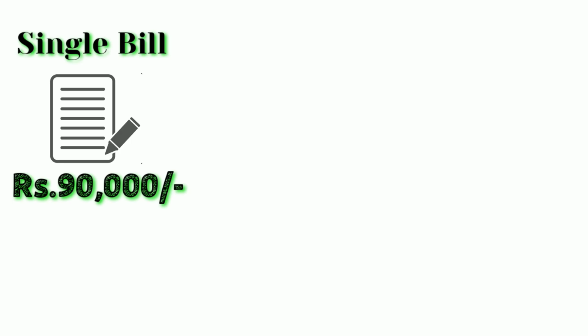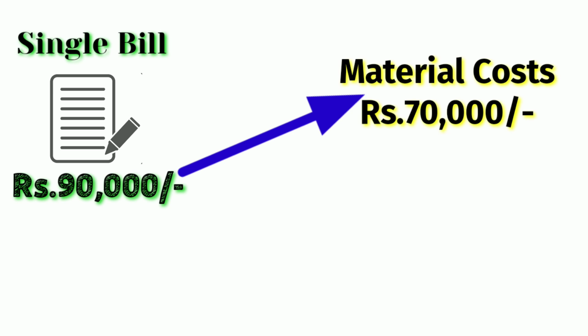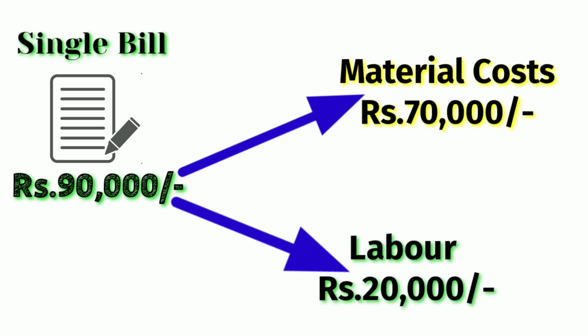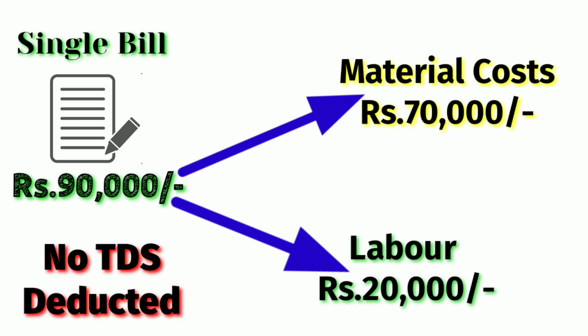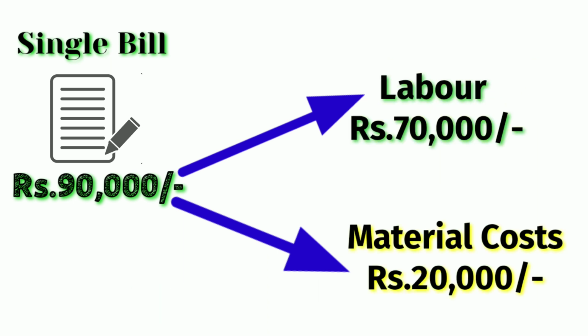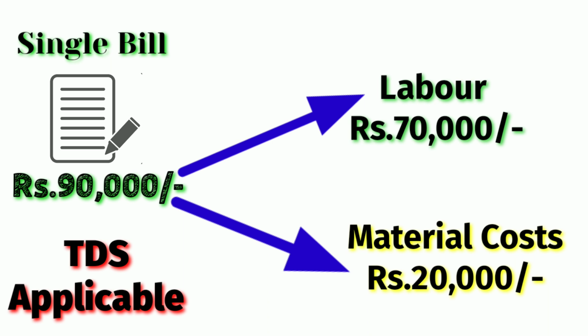Now suppose there was a single invoice for rupees 90,000 and the material cost was rupees 70,000 and labor portion is merely rupees 20,000. Then no TDS has to be deducted, though the threshold limit of rupees 30,000 for a single invoice has been exceeded. But if you just reverse the figures for material and labor, TDS will be applicable on rupees 70,000 but not on rupees 20,000, as the breakup of labor and material is mentioned on the invoice.